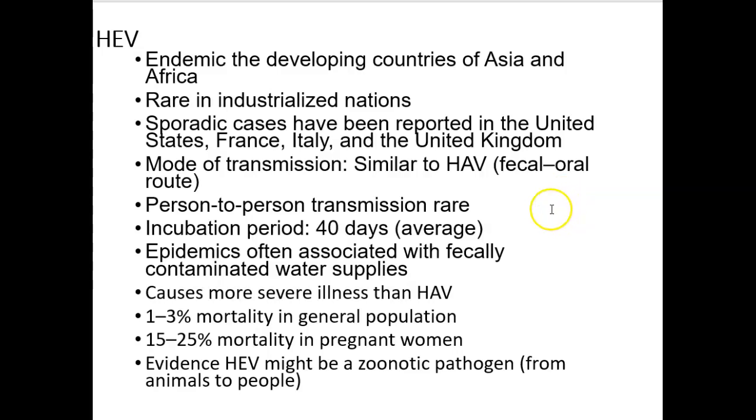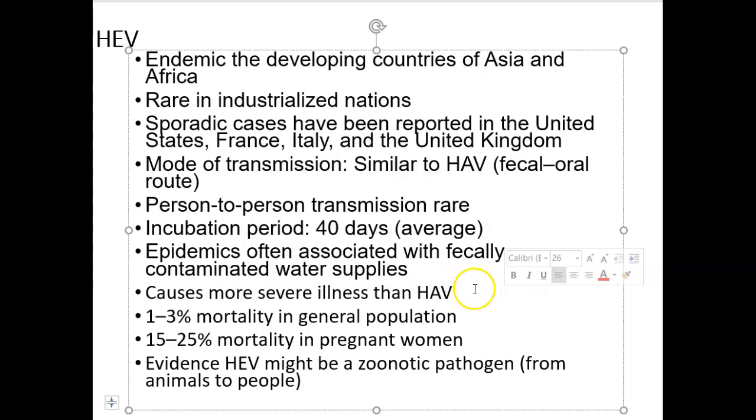So here we think transmission is almost entirely through contaminated water or food. Spread from person to person is very rare or unlikely. There is a 40-day incubation period, and it is more severe than hepatitis A, with a higher mortality rate, and this is particularly serious for pregnant women. The other thing that's different from hepatitis A is that there's evidence that it's zoonotic.